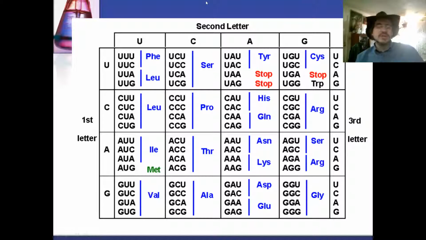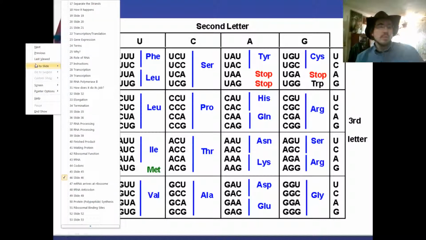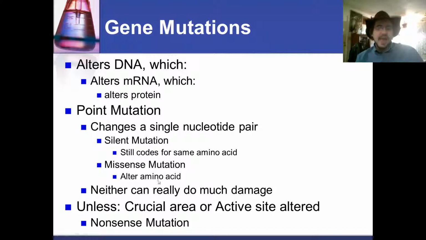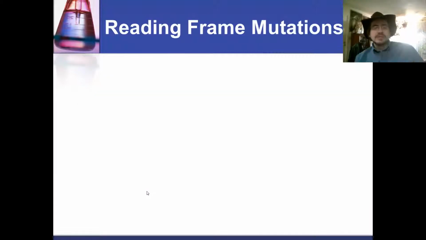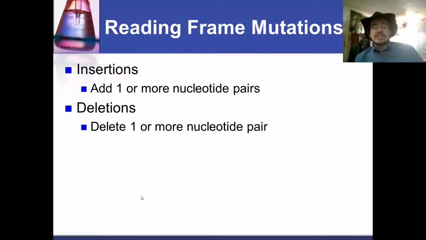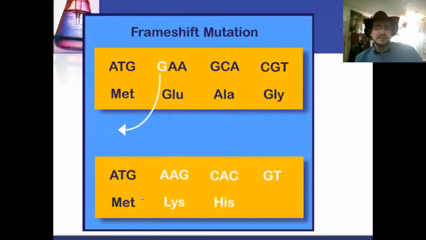So a nonsense mutation could alter a crucial area of a protein and make it non-functional, or it can create a stop codon where there shouldn't be one. So these are all bad. But there's another kind of mutation that's even worse, and that's the reading frame mutation. A reading frame mutation consists of either insertions, in which you add one or more nucleotide pairs to a gene, or a deletion, in which you delete one or more nucleotide pairs.